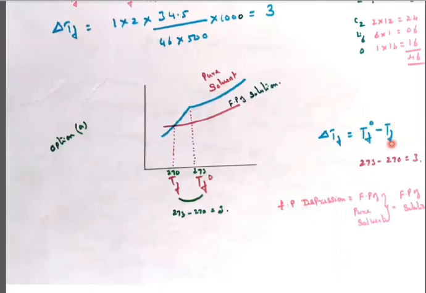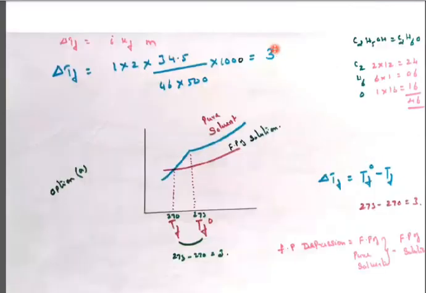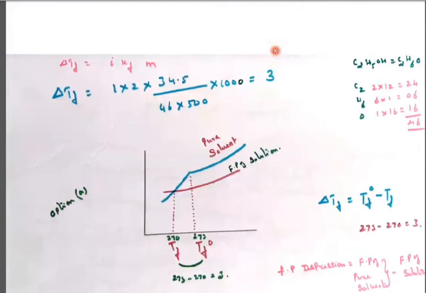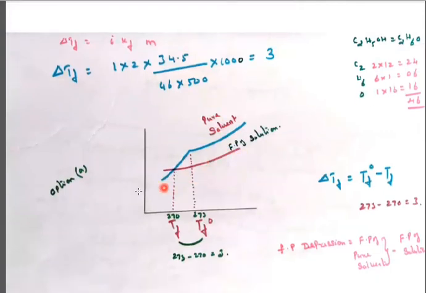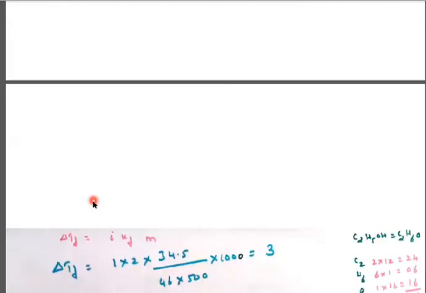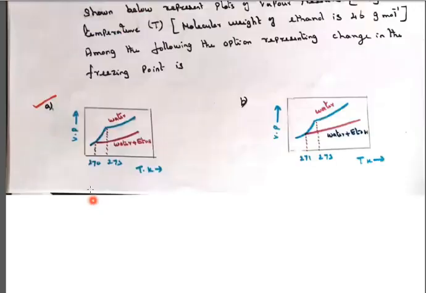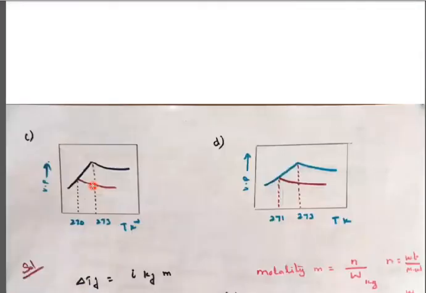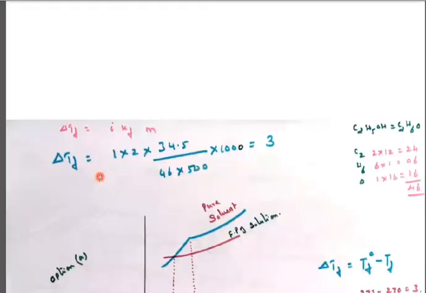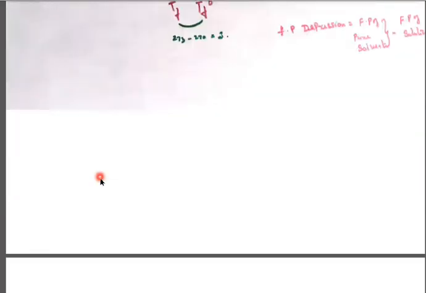So this is the solvent and this is the solution. The solvent is water. We know 273 Kelvin minus 270, we get 3. So we get the same answer, 3. This is the answer for the freezing point of the solution and pure solvent. Option A: the first diagram, 273 minus 270, we get 3. First option.